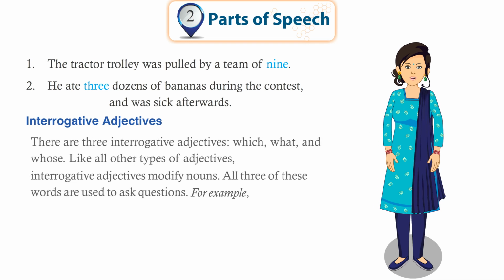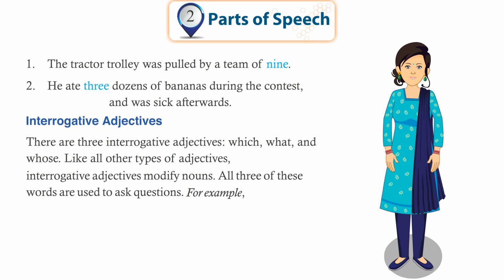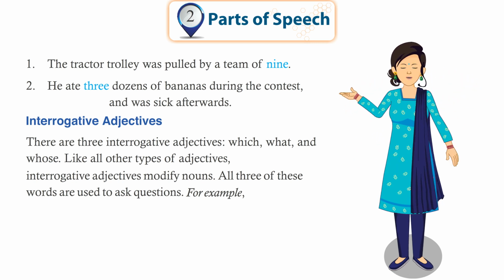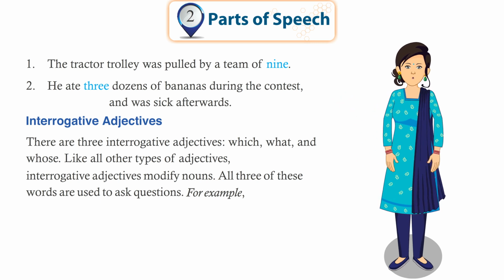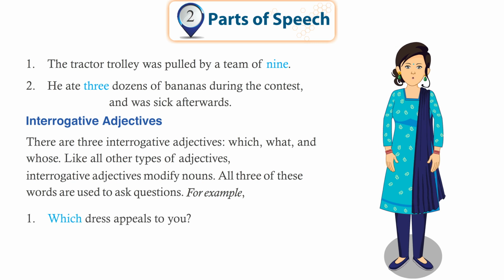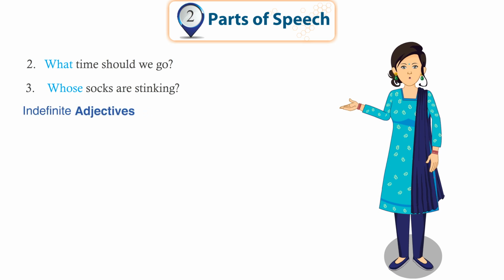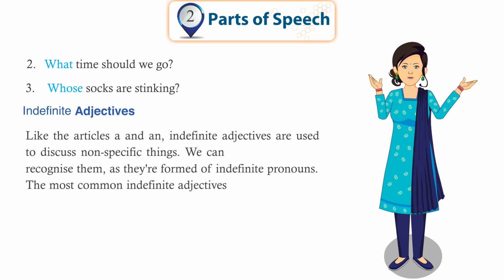Interrogative adjectives. There are 3 interrogative adjectives: which, what, and whose. Like all other types of adjectives, interrogative adjectives modify nouns. All 3 of these words are used to ask questions. For example, which dress appealed to you? What time should we go? Whose socks are stinking?